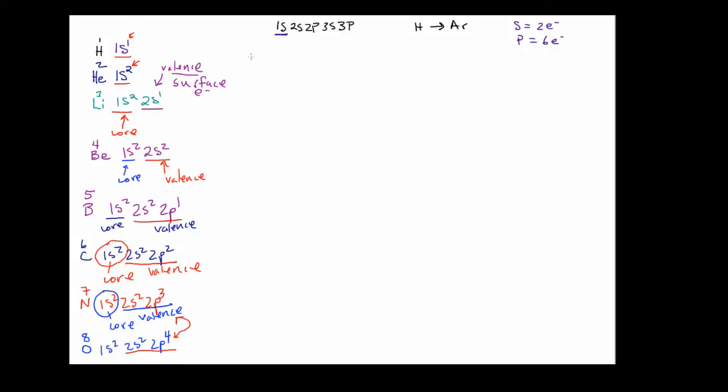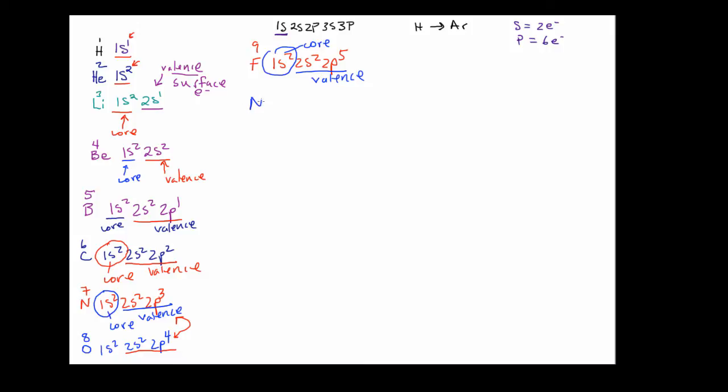Next element to the right, fluorine. Atomic number 9. 1s2, 2s2, 2p5. 5 and 2 is 7. Okay, here's my outer valence underlined. Here's my core.